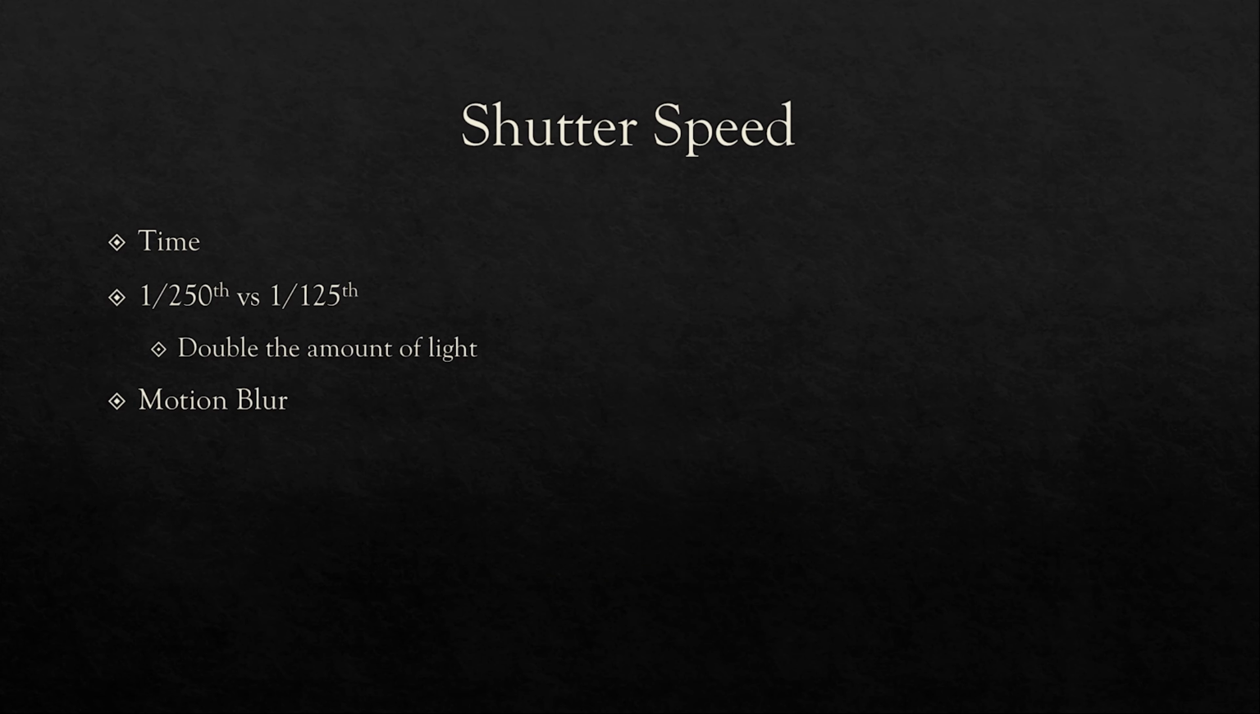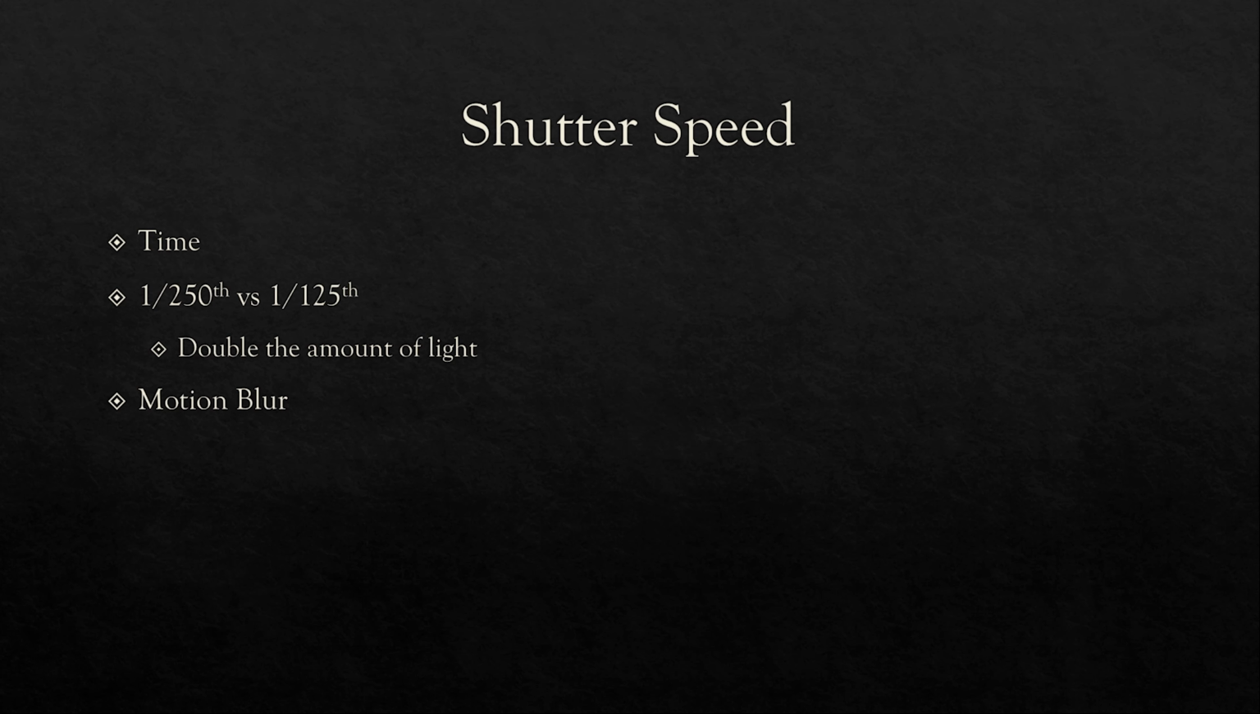So first, we're going to start with shutter speed. This is a measurement of time. Each time that you move down, so if you move from 1/250th of a second to 1/25th of a second, this is actually a doubling of the amount of time that the sensor is exposed to the light.